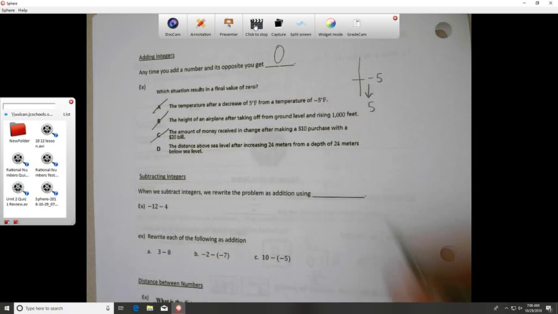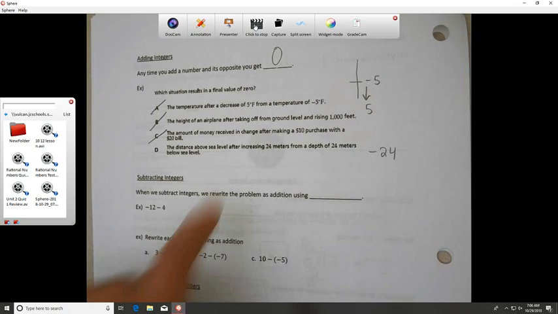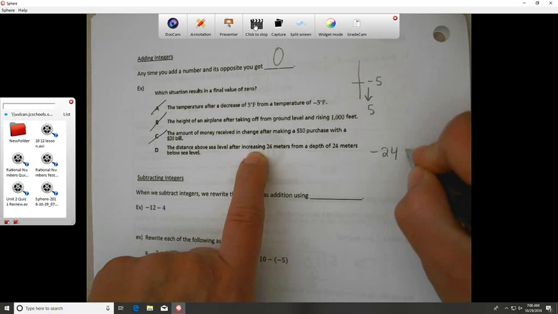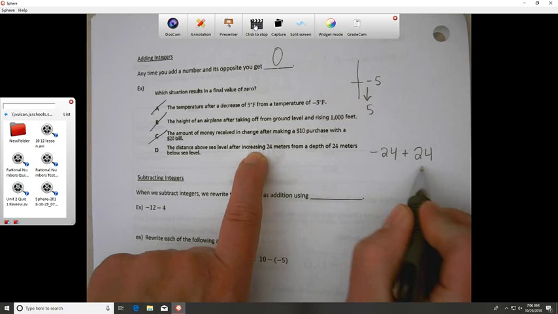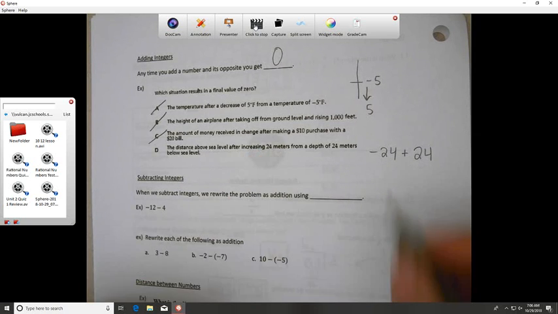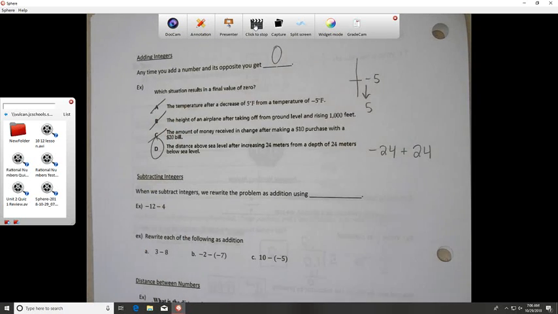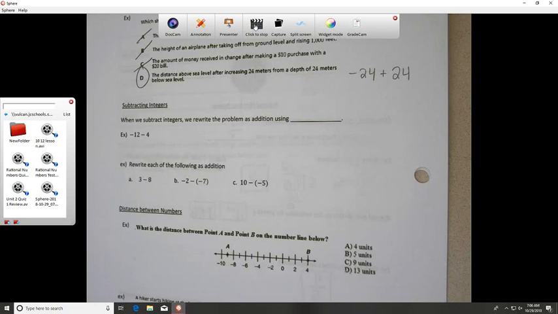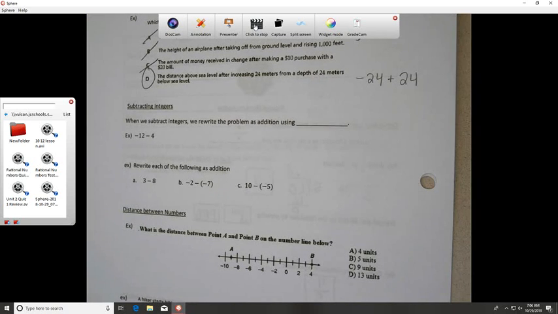If you're increasing 24, then you're adding 24. And now you can see we're adding a number and its opposite. That's going to leave us at 0. So that's choice D. For subtracting integers, same kind of thing where we're not too concerned about what the answer is because we can just type that into our calculator. The calculator will do it for us.